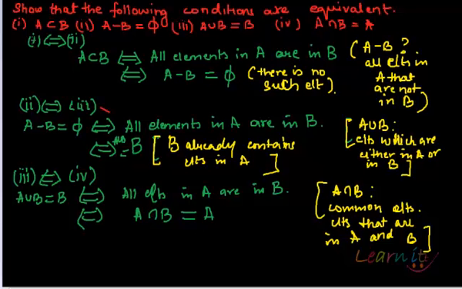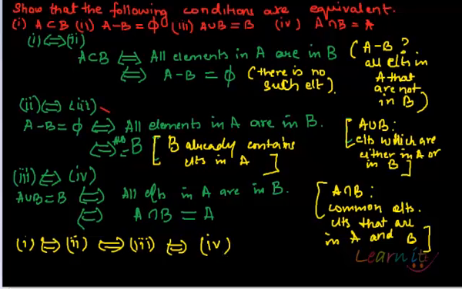So what have we proved here? We have proved that 1 if and only if 2, 2 if and only if 3, 3 if and only if 4. So we have 4 equivalent statements.